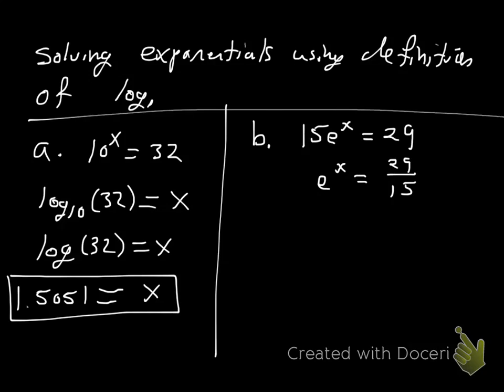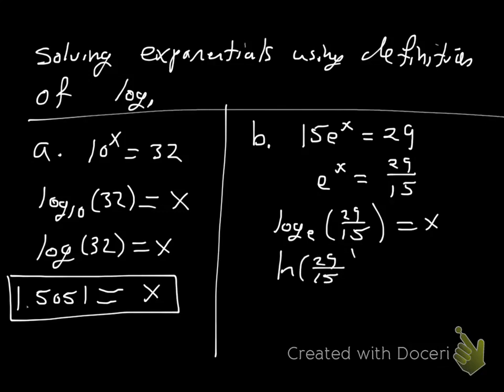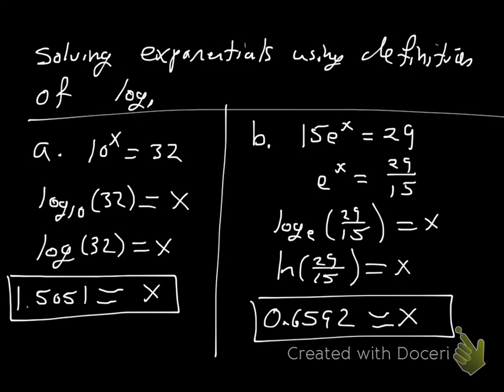Alright, now we can write this in logarithmic form, so it's going to be log base e of 29 over 15 is equal to x. But remember, log base e is the same thing as the natural log. And I need to put it in the natural log form so that I can use my calculator. At some point we'll learn the change of base formula too, so you'd be able to use the change of base formula to find this also. Alright, and then same deal, use your calculator and round to 4 decimal places.